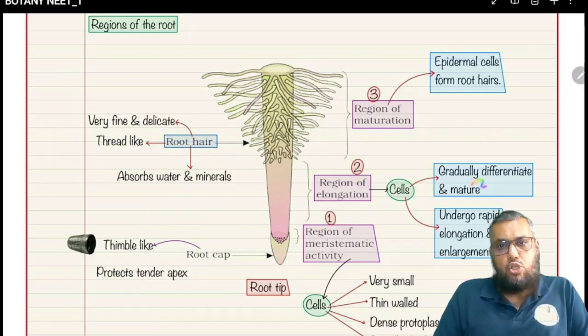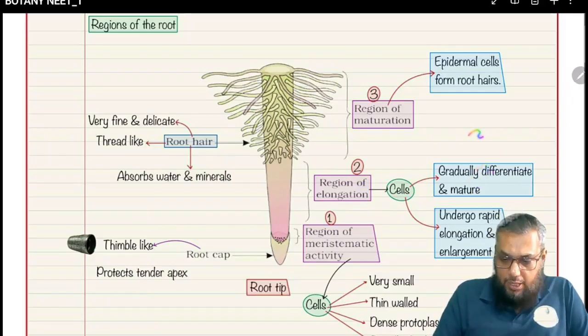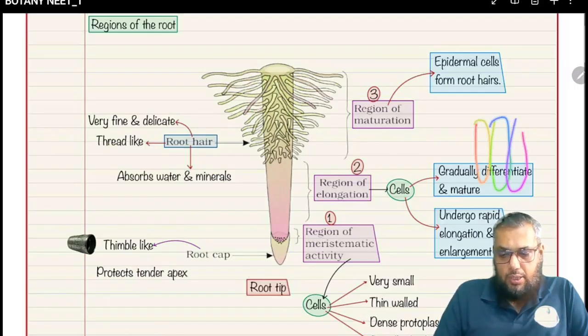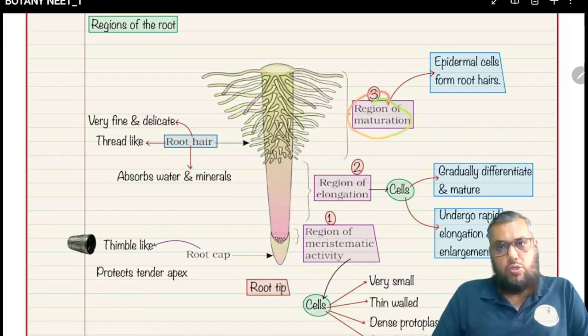Okay, proximal to this region, near it, you have got a region of elongation, where the cells will gradually differentiate and mature. But before that, they will undergo elongation. The length of the cells will increase. As a result of it, the length of the root will also increase. Proximal to it is the region of maturation.